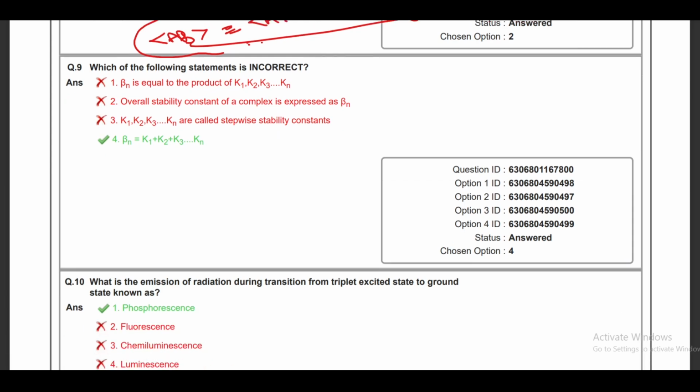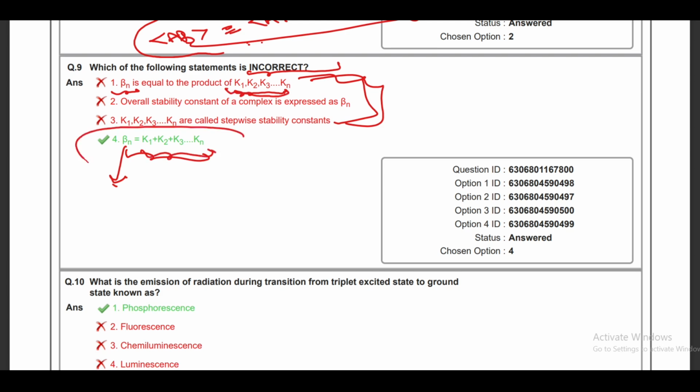And in the next question, they are saying which of the following statements is incorrect, and if you see, this is thermodynamic stability constants, this is overall stability constant, this K is stepwise stability constants. Okay, and A, B and C, three statements are correct, and the fourth is incorrect. Overall stability constant is equal to the product of the stepwise stability constants, not addition. So the fourth option is incorrect, and you have to mention the incorrect option as your correct answer. So the fourth is the correct answer in this question.